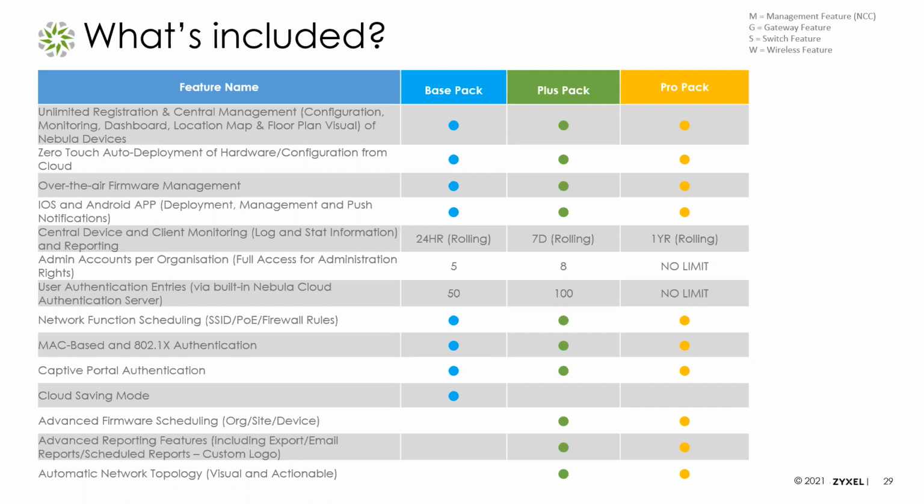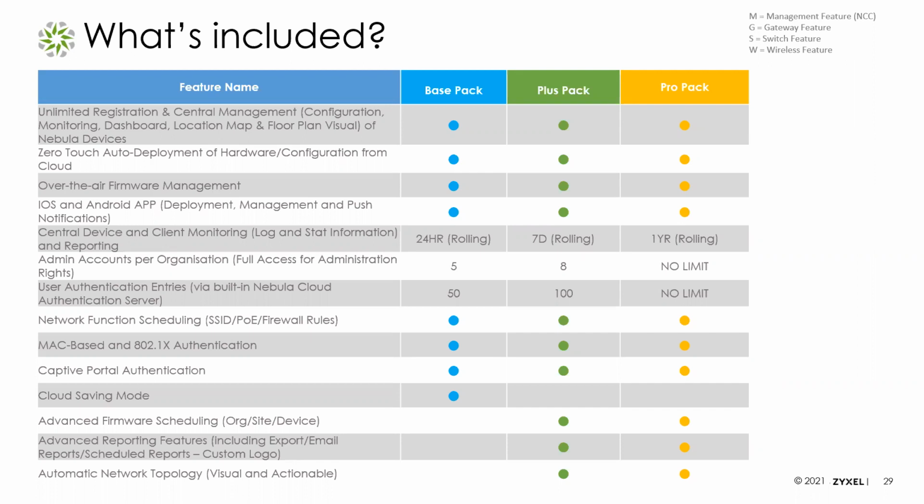We also have a cloud database. This cloud database is used for DPPSK. It is also used for things like 802.1x authentication and MAC filtering, if you want to use it for that. So if you are using the cloud server there, the free version of Nebula is limited to just 50 entries in that database. Plus Pack gets you 100 entries, and Pro Pack gives you an unlimited amount.